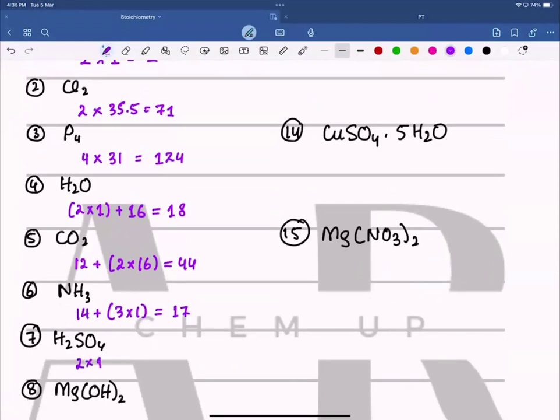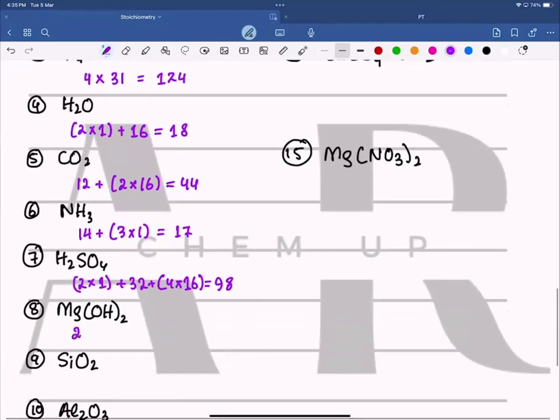2 hydrogens, 1 sulfur, 32, and 4 oxygens. So 4 times 16, 64. 64 and 32, 96. 96 plus 2, 98. Then magnesium, 24. 2 oxygens, so 2 times 16, 32. And 2 hydrogens, so 2 times 1, 2. So 32 and 2, 34, 34 and 24, 58.